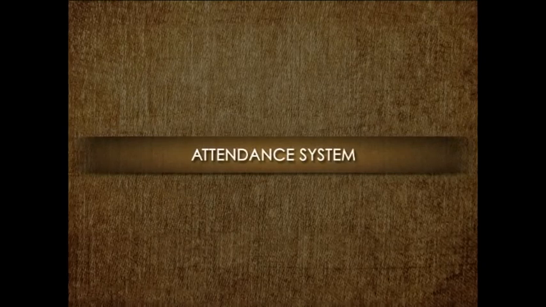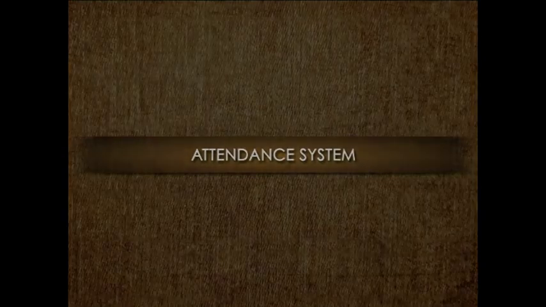Now, attendance system. Attendance of students in physical education classes should be taken for maintaining regularity in the classes. The attendance system should be accurate and quick. There are 5 methods of taking attendance, out of which the teacher should select the best one which is suitable to the occasion. Some of the methods are as follows.